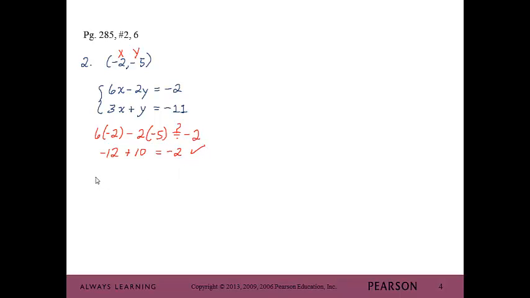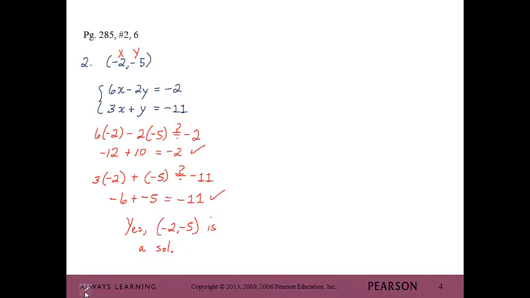Now we're going to check it for the second. And again, we'll have 3 times -2 plus -5. And we want to know, does this equal -11? So 3 times -2 is -6 plus -5. -6 plus -5 is -11. Therefore, it works, so we will say yes. The ordered pair -2, comma -5 is a solution.